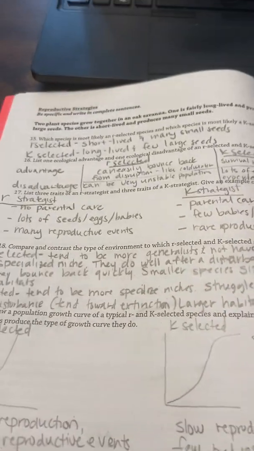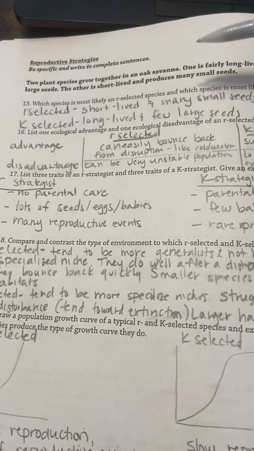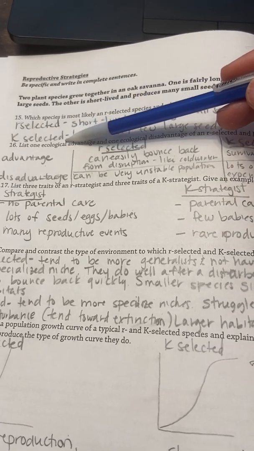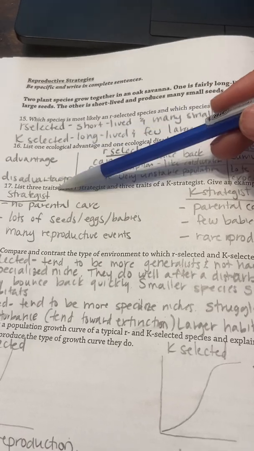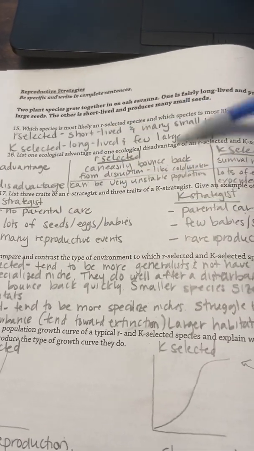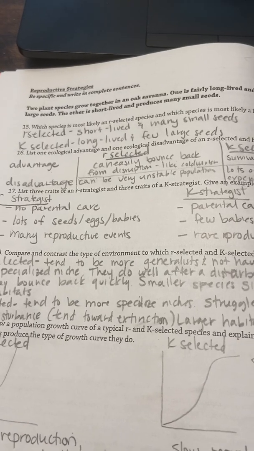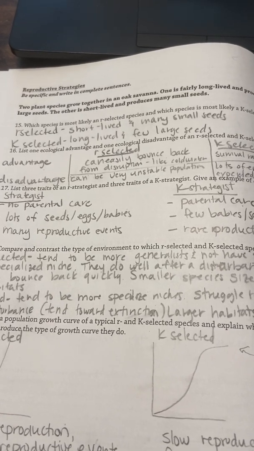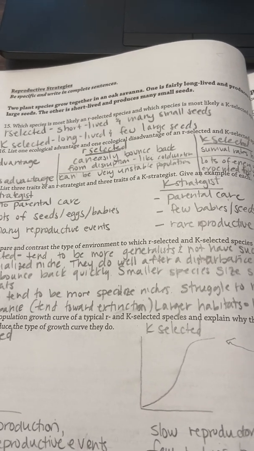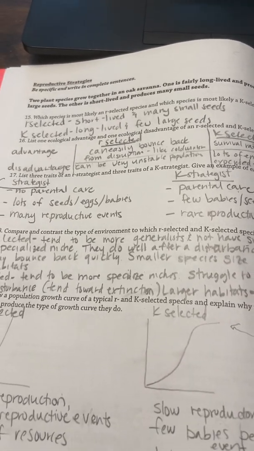Okay, then on the next page, page 8, this is talking about reproductive strategies and r-selected versus K-selected. What are the advantages and disadvantages of an r-strategist versus a K-strategist? I wrote down my answers. You may have already written down some answers, and they may have been different than mine, but still true. So just make sure that you've got the general idea.